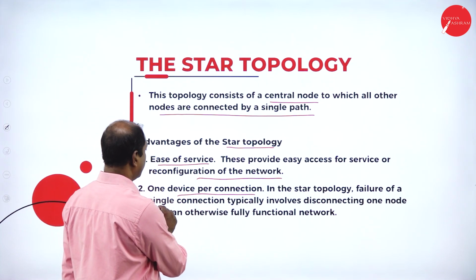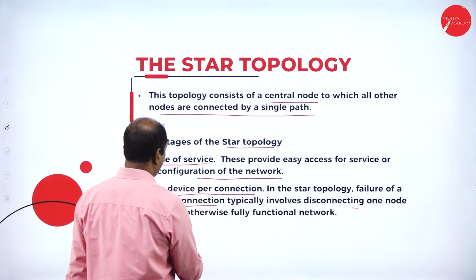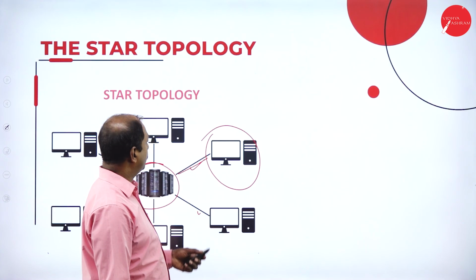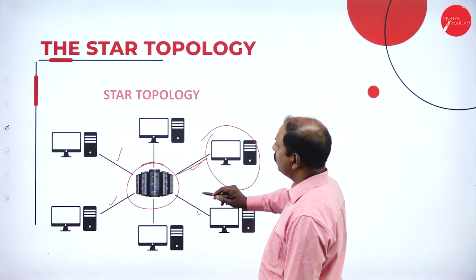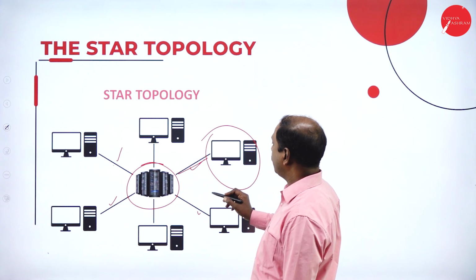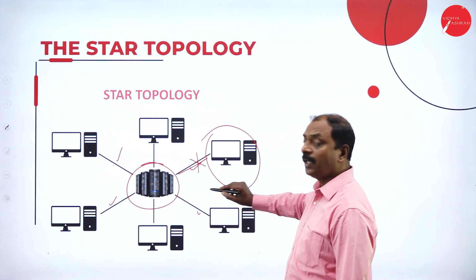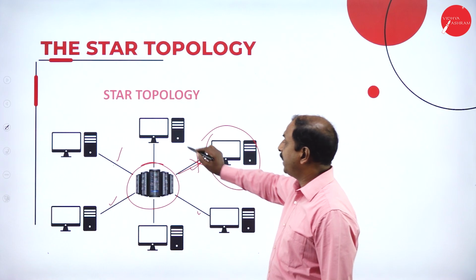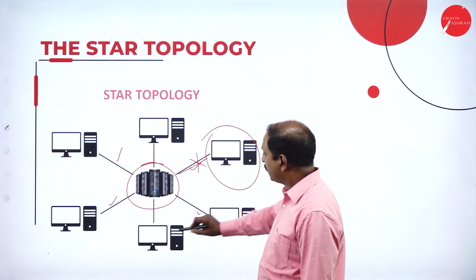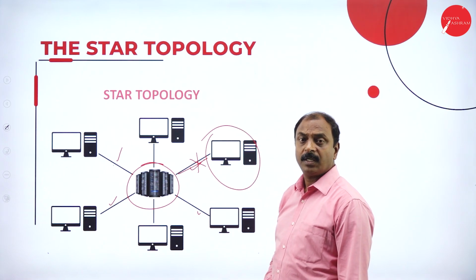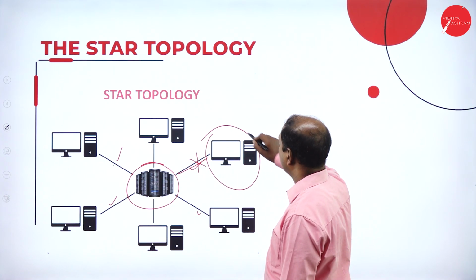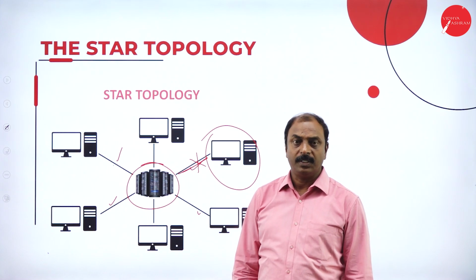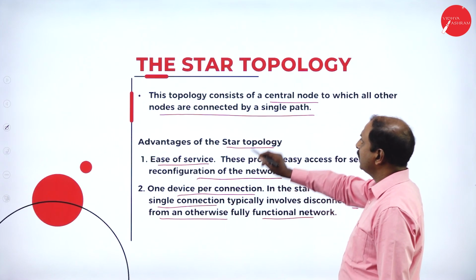See here, the failure of a single connection typically involves disconnecting one node from the otherwise fully functional network. So what is the meaning of this? Here in the diagram, as it is centrally connected, this is a star topology, this is a computer network. Suppose there is any problem with one of the nodes or with the path to it, and it doesn't work, the network is still functional, and the other computers in the network are still communicating with each other. So even though there is a problem with one node or one path, the computer network is functional. That is one of the advantages of star topology.